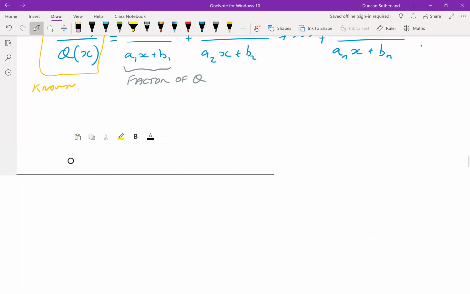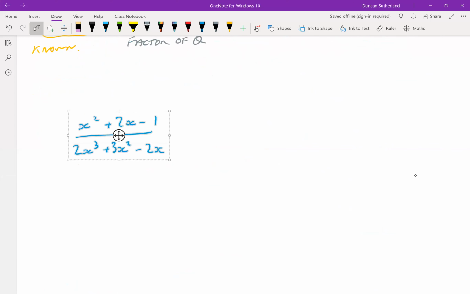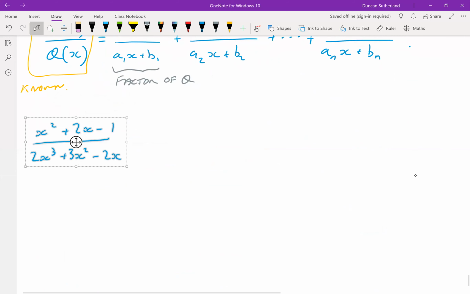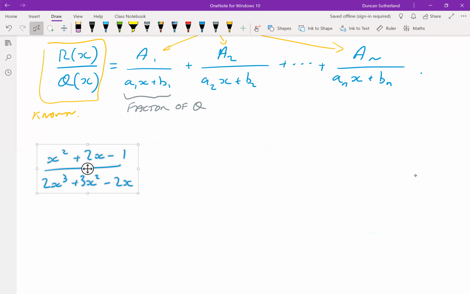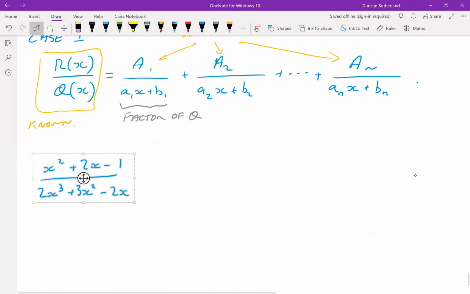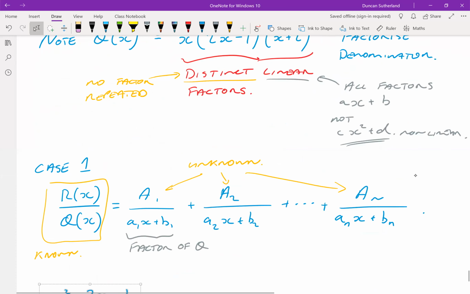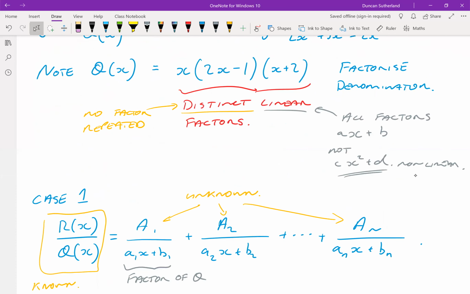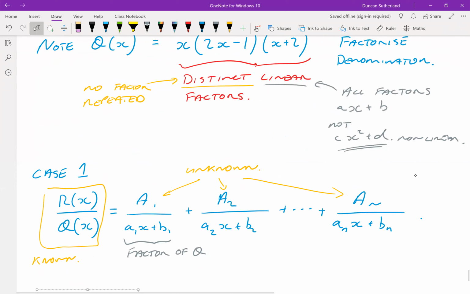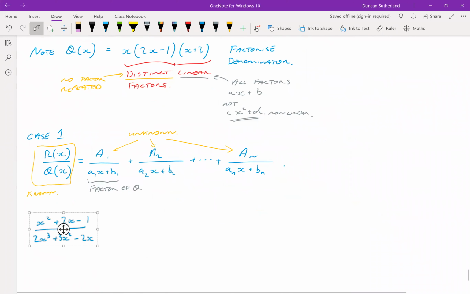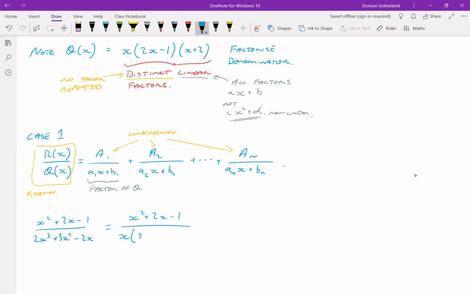I'm not actually going to go ahead and do the integration. The integration's not important. Once you've got all these factors, the integral's trivial. I'm going to show you how to do this decomposition. I'm just going to write down the factors.